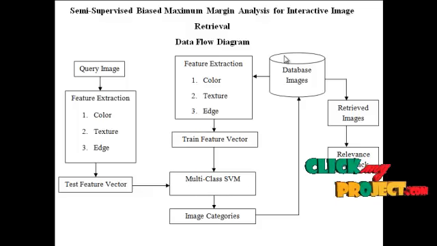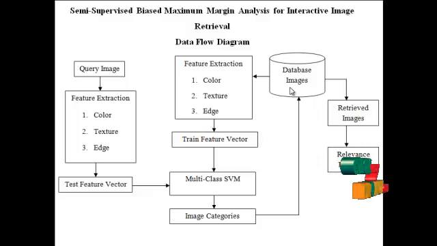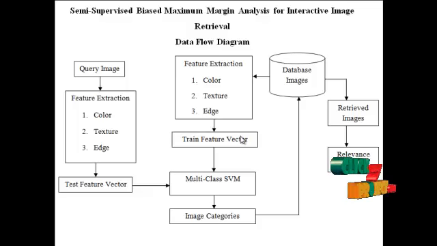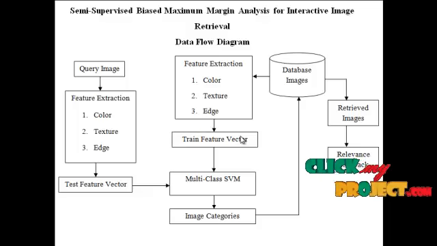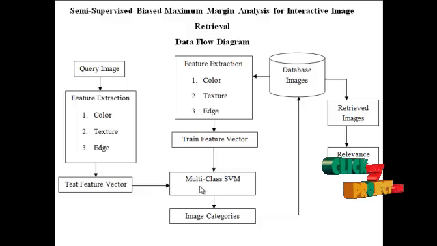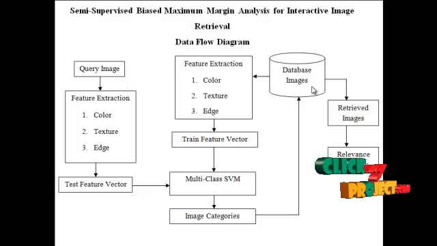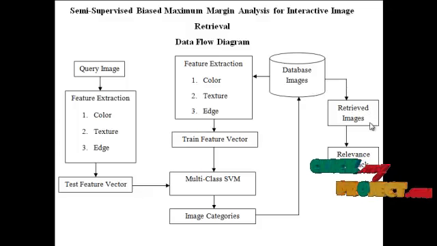For training, you have to consider all the database images, extract the features for all the images in the dataset, align them as a training feature vector matrix with rows as the number of samples and columns as the number of features, and train the multi-class SVM classifier. It will predict some image categories, and that image category should be again referred to the database images for retrieval. Finally, you will be retrieving certain images and testing with relevance feedback.